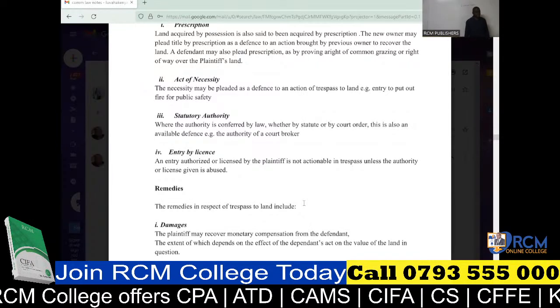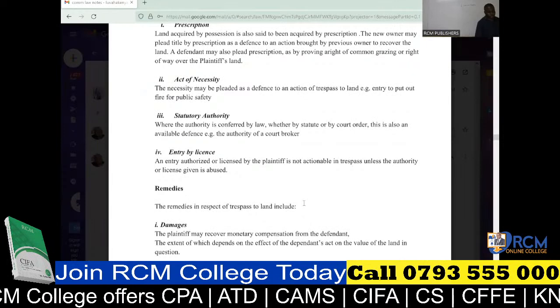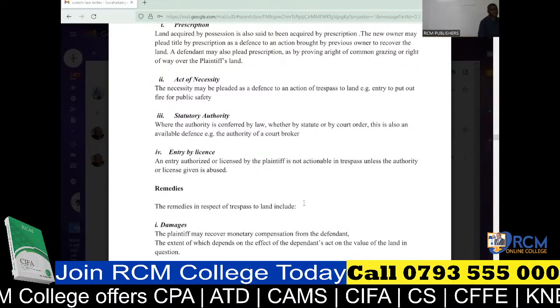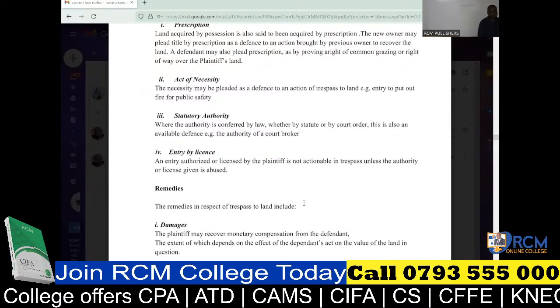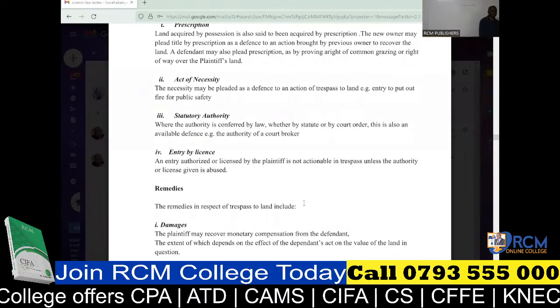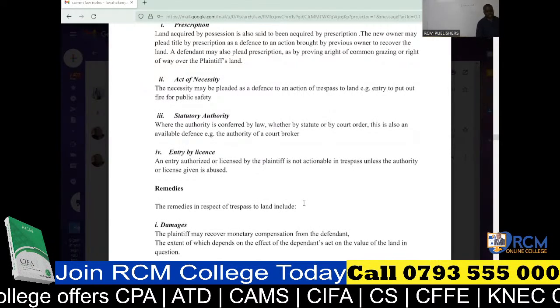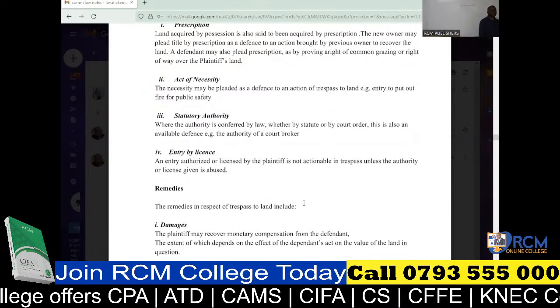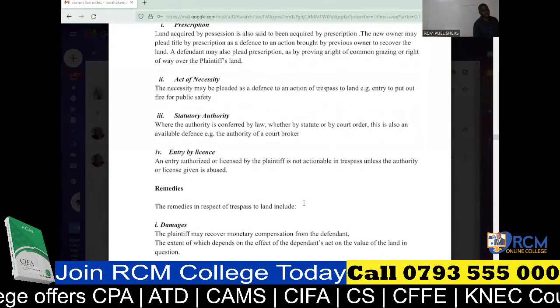So, entry by license. This is where, for example, a person has been authorized, or has been given a license, to carry out certain works over your land. It could be an officer, for example, from the Kenya Power and Lighting Company. He has the authority or the right to come and monitor the electricity meters. So through license, he has the right of entry.